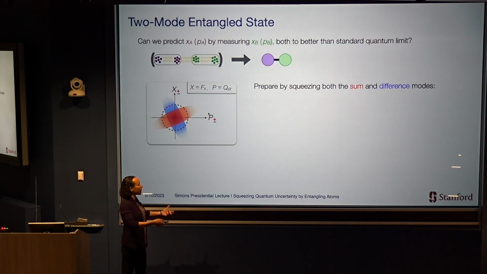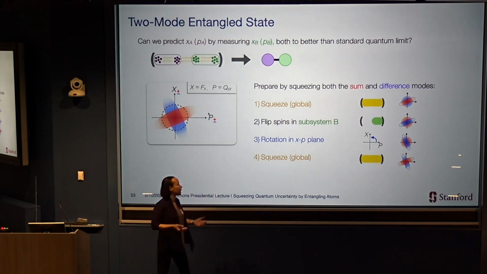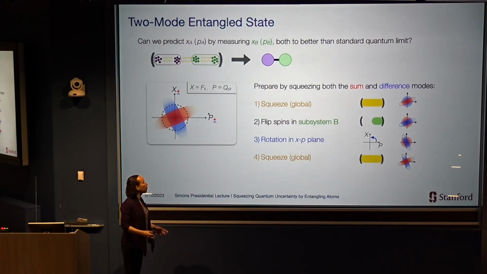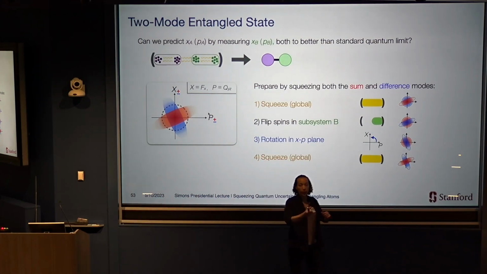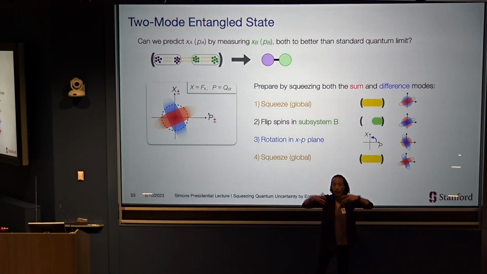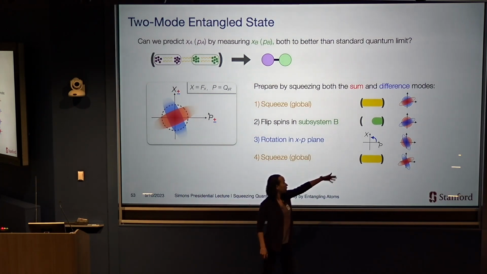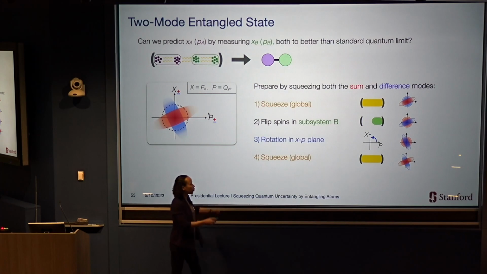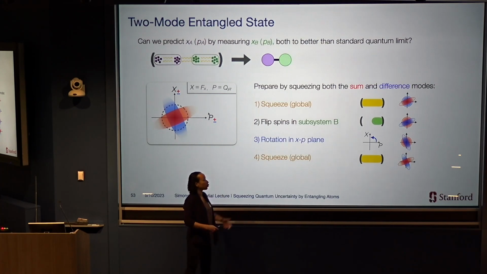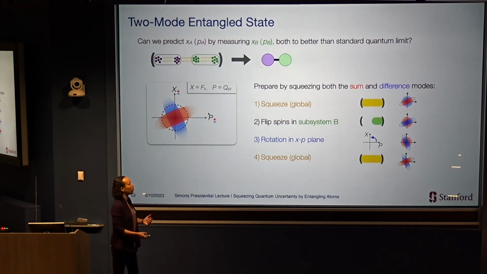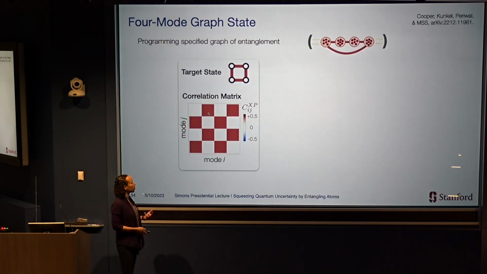And I can then make that state by applying a global squeezing operation, which is these global cavity-mediated interactions. That would, for example, squeeze the symmetric mode of the system. I can then flip some spins locally, which converts this totally symmetric squeezing to squeezing in the anti-symmetric mode. I do that by flipping the right half of the spins. I can do some rotation to orient the squeezed quadrature in the way that I want. And then I can do a second squeezing operation, which, if I first squeeze the symmetric mode, will now squeeze the anti-symmetric mode. So this is a general prescription that lets me build up more complex graphs of entanglement.